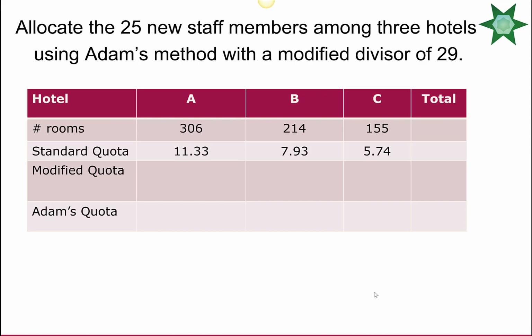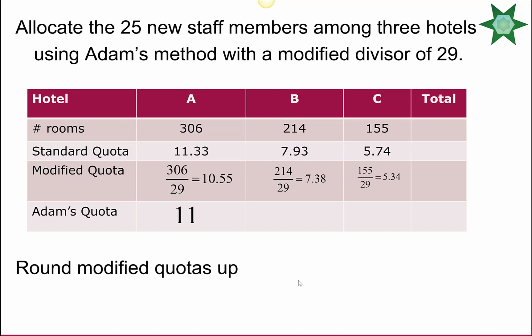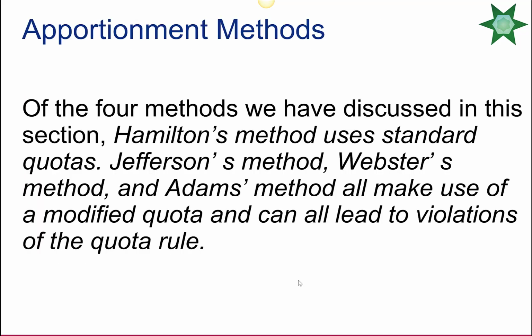And let's do this method also for the hotel. We're going to use a modified divisor of 29. And remember now we round up, so we have 11, 8, 6, and we've gotten our allocations done.